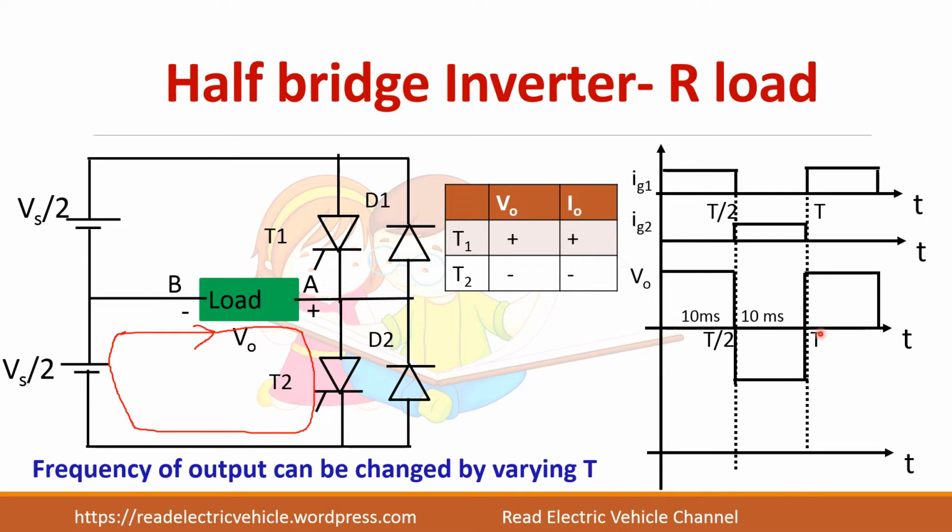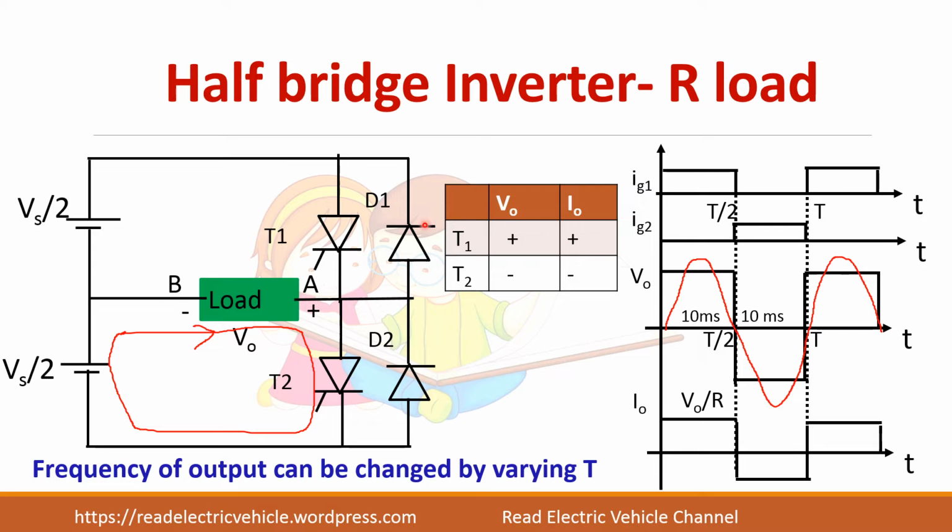And if you see the total time period T, if you change this time period, the frequency of the AC waveform changes. Suppose if I want a 50 Hz AC supply waveform, I have to turn on T1 for 10 millisecond and turn on T2 for next 10 millisecond. So if I do like this, I can get a 50 Hz AC supply. And this is the I0 waveform. Because it is a resistive load, V0 and I0 will be in phase except magnitude alone changes.